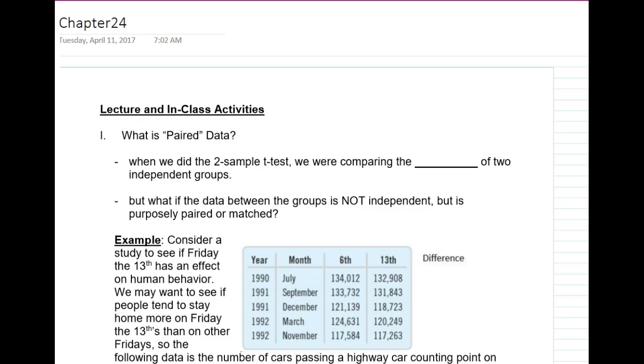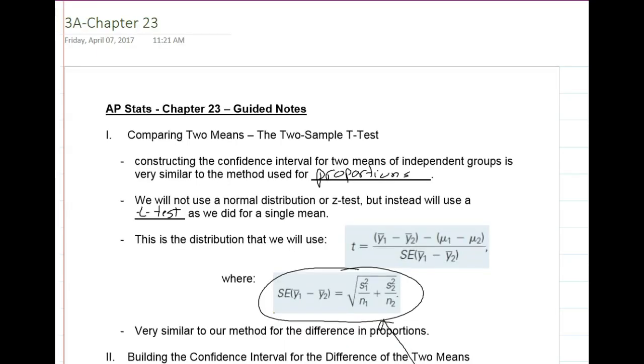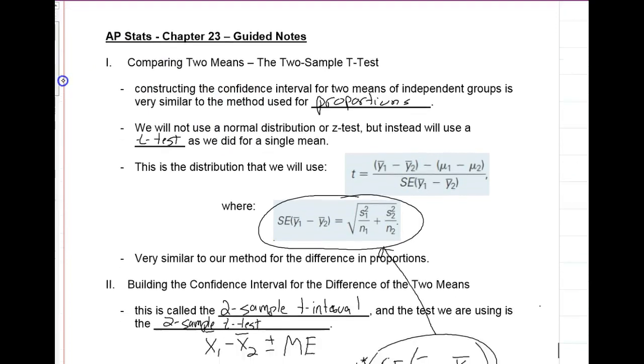Chapter 24 is when we have data that is not independent, or I should say two groups that are not independent, and we want to see if there is a difference between the two groups. Now, what we did in chapter 23, just to remind you, to give us kind of a baseline of what we're talking about, we were comparing two means. And in this case we had two samples, and the samples themselves were independent.